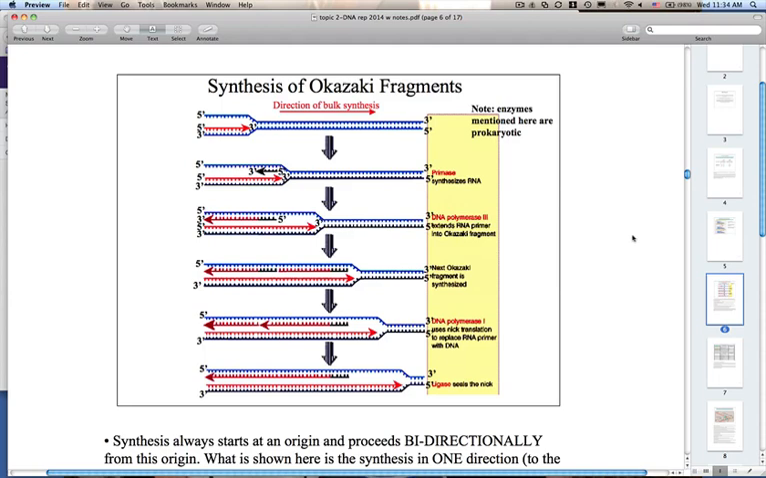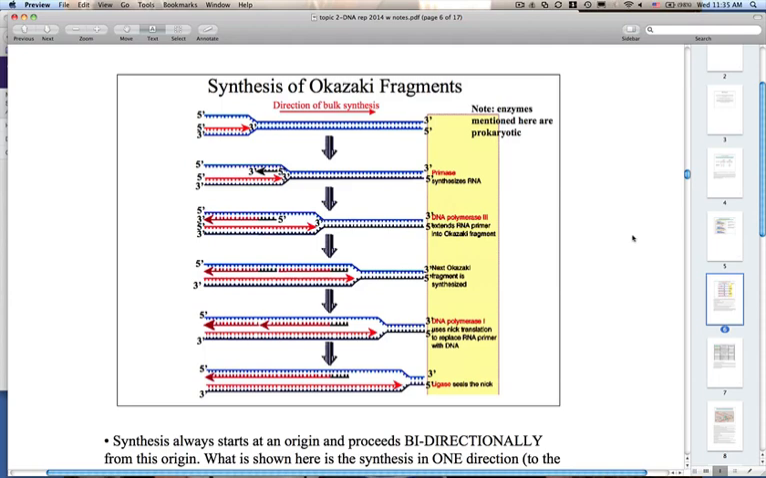But we've got a polymerase that's polymerizing on this strand, and we have an opposite polymerase that's replicating on the other strand, right? And they're tracking along in this direction, to the right, to my right, to your right, okay? The bulk synthesis is going in that direction. But we can't start synthesizing here. So what happens?